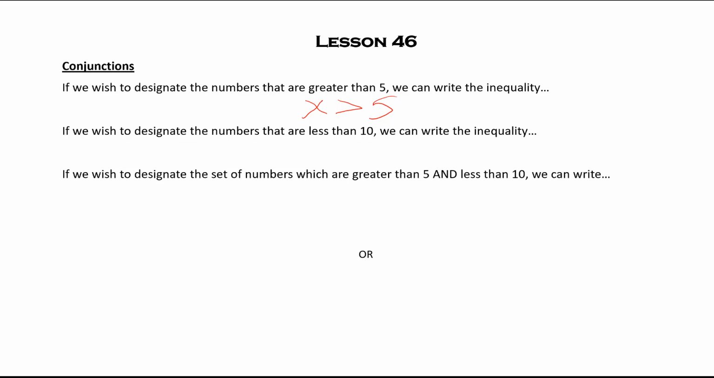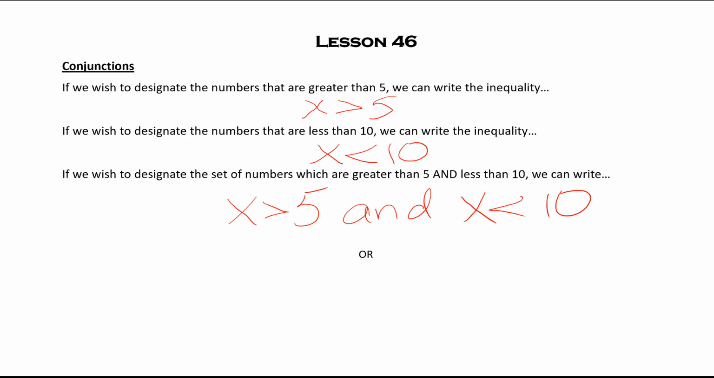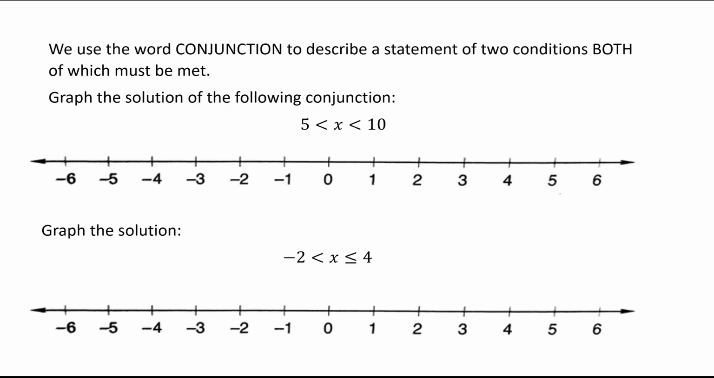If we want to talk about the numbers that are less than 10, we would say x is less than 10. Okay? All numbers less than 10. If we wish to designate the set of numbers that are both greater than 5 and less than 10, we could write x is greater than 5 and x is less than 10. So we could write two inequalities with the word and in between them to indicate that we want only these particular numbers, the numbers that are greater than 5 and less than 10, both. They have to be both. Or we can write it as a conjunction without the word and.